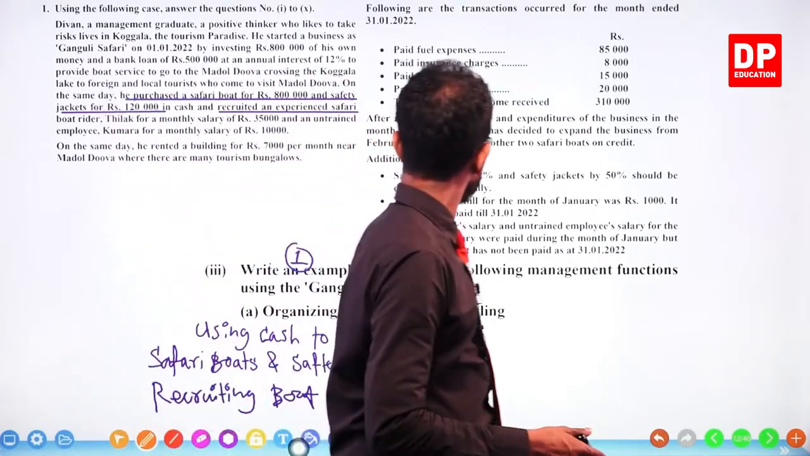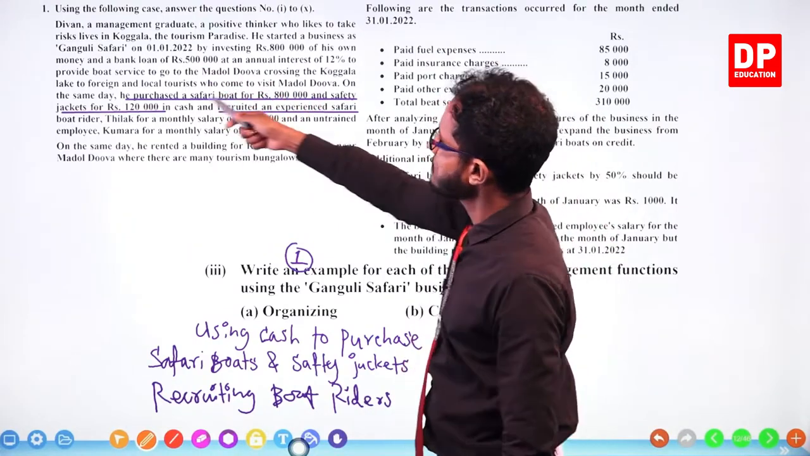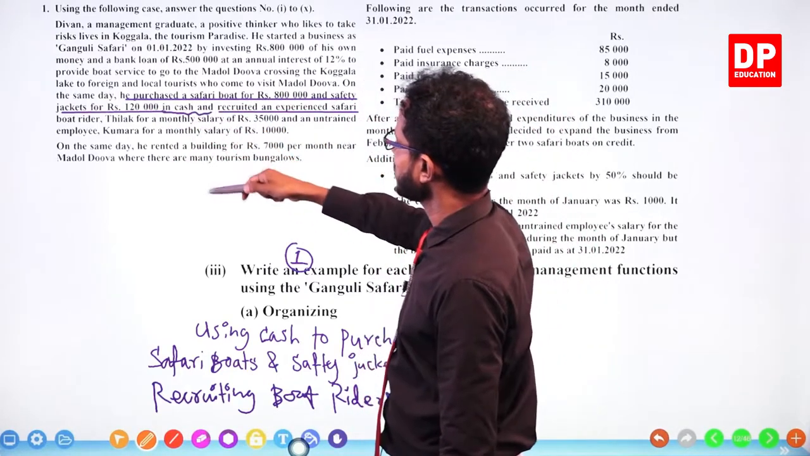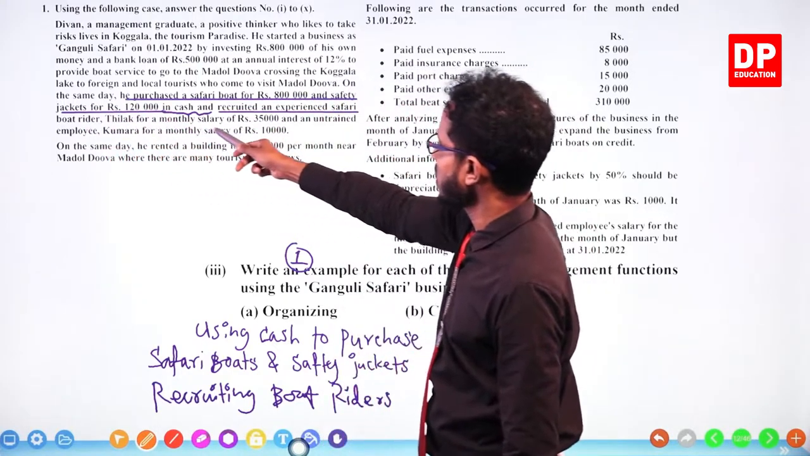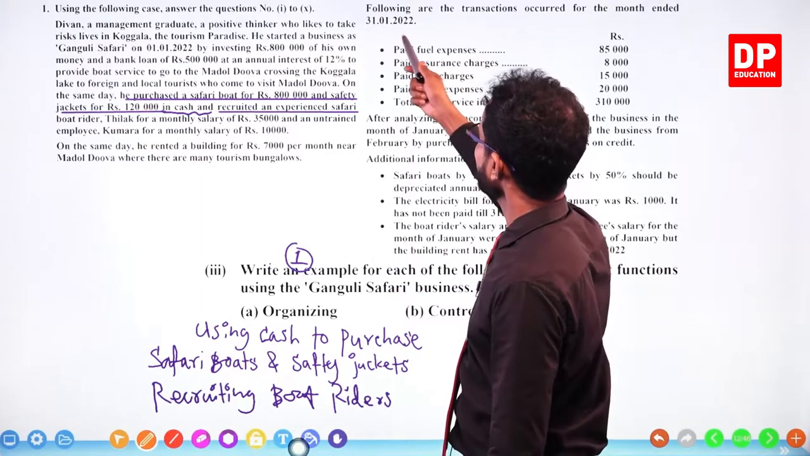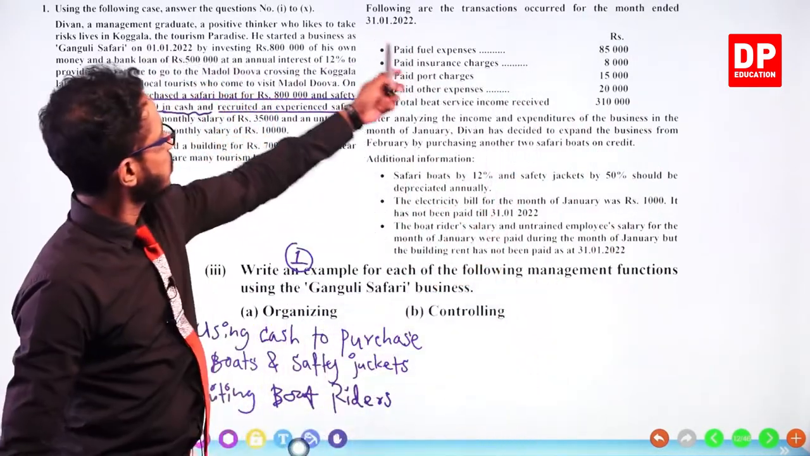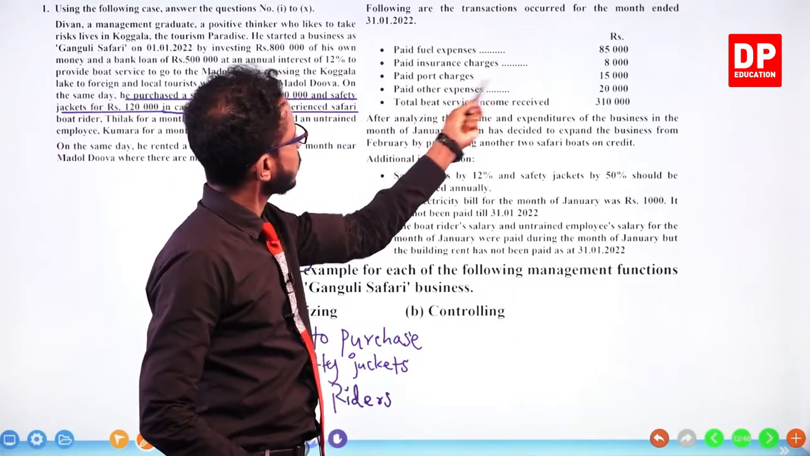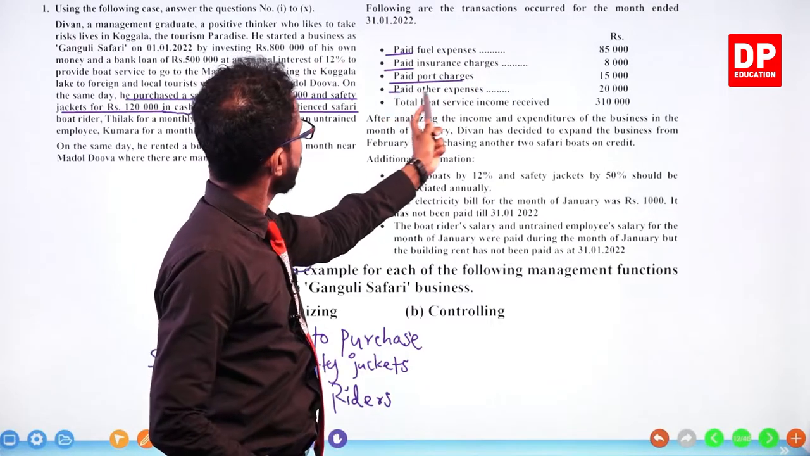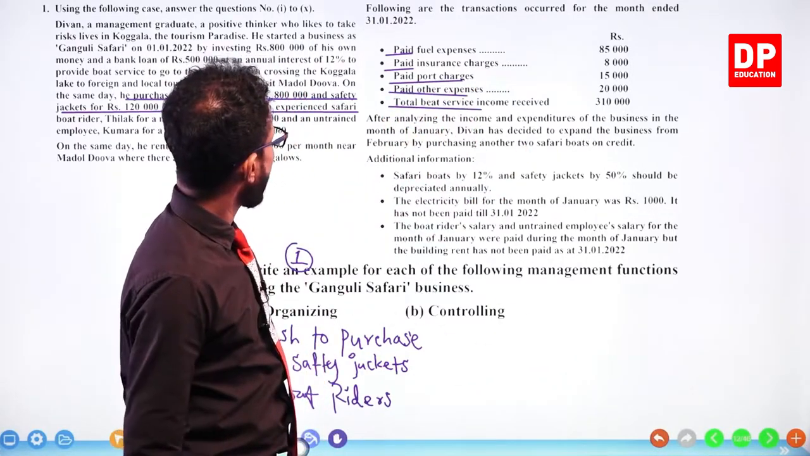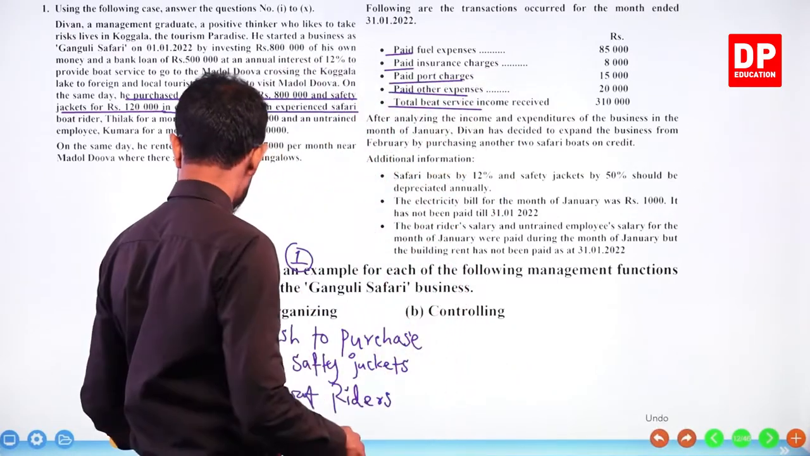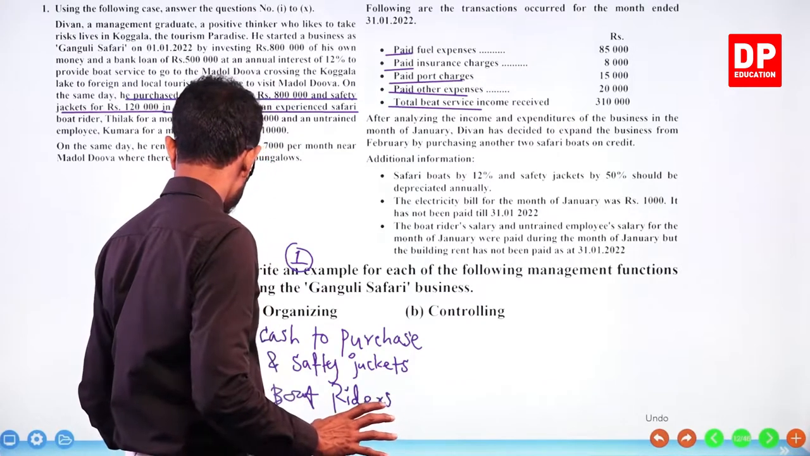What things are provided here in Diwan's business? Purchasing safari boots and safety jackets in cash, recruited an experienced boat rider, monthly salaries, rented a building near Madol Duwa. Well, no, nothing like that. Seriously? Paid fuel expenses, insurance, port charges, other expenses, all transactions are provided here. But after analyzing, there we go. We have something. See, I told you, right? Analyzing, inspecting, those are the keywords to find the control function.